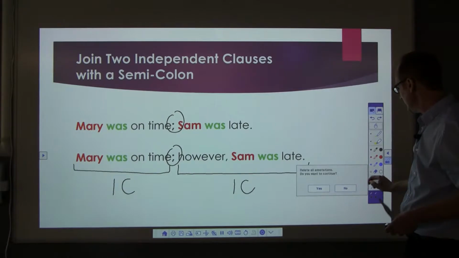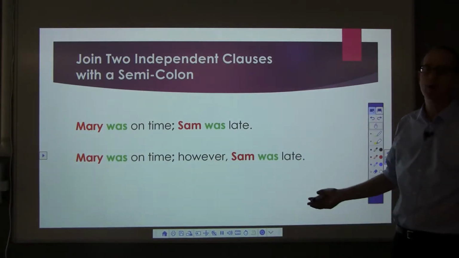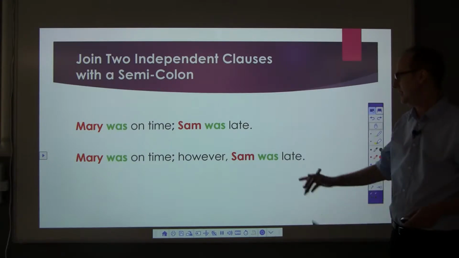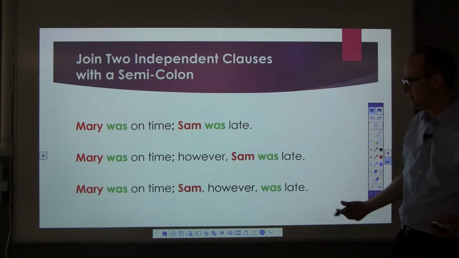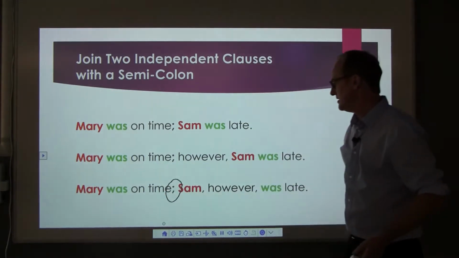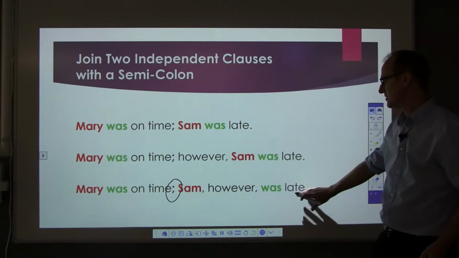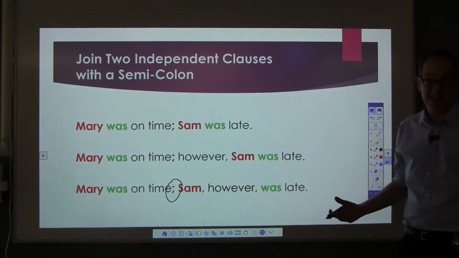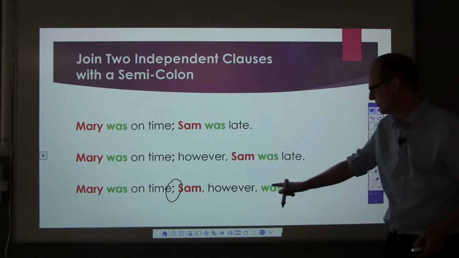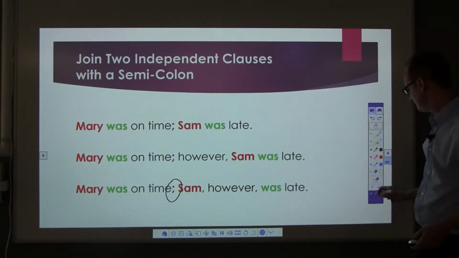Now it's important to note that you can throw that conjunctive adverb, however, anywhere you want in that second independent clause. So you can say, if you want, Mary was on time, semicolon, Sam, however, was late. So in this second independent clause, however, can be put really anywhere you want. Just separate it from the rest of the independent clause with commas.